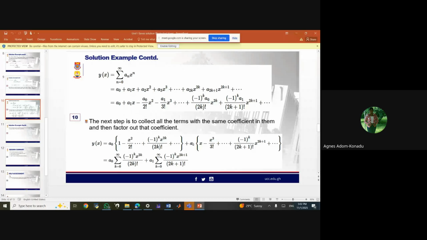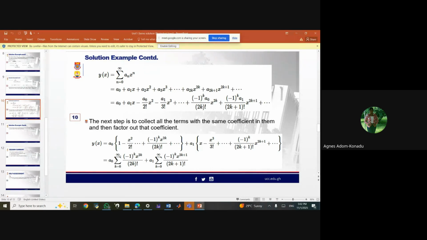Then I come to the odd one. So I have plus a1, that one is a1, x, that will be left with x, then minus a1. My a1 is out already, so I have x to the power 3 divided by 3 factorial, then plus I come to the odd one, which is minus 1 to the power k. My a1 is out already, so I have x to the power 2k plus 1 divided by 2k plus 1 factorial. So that is that.